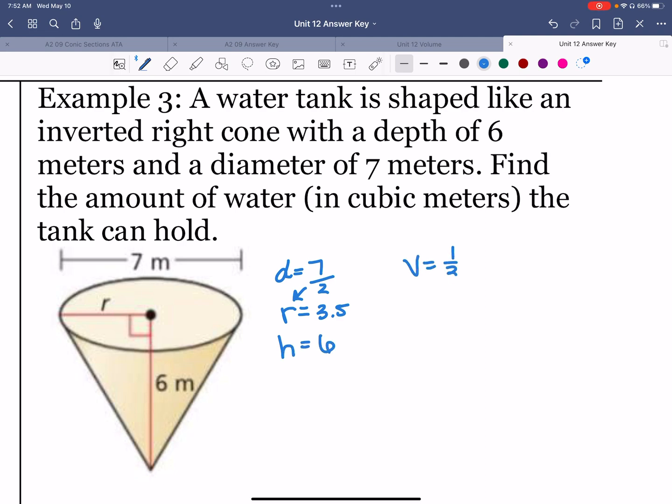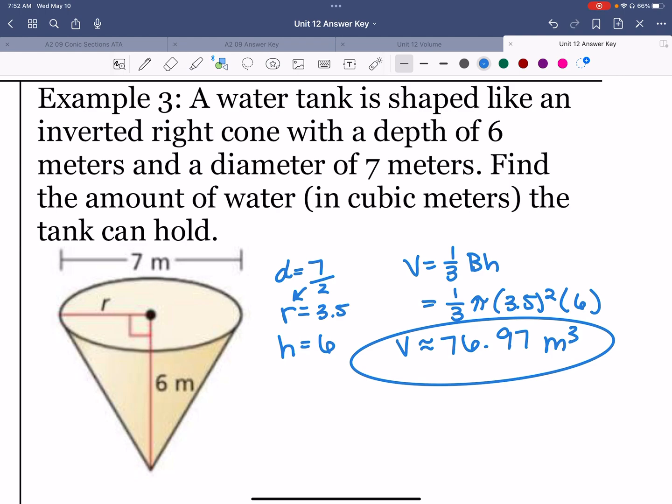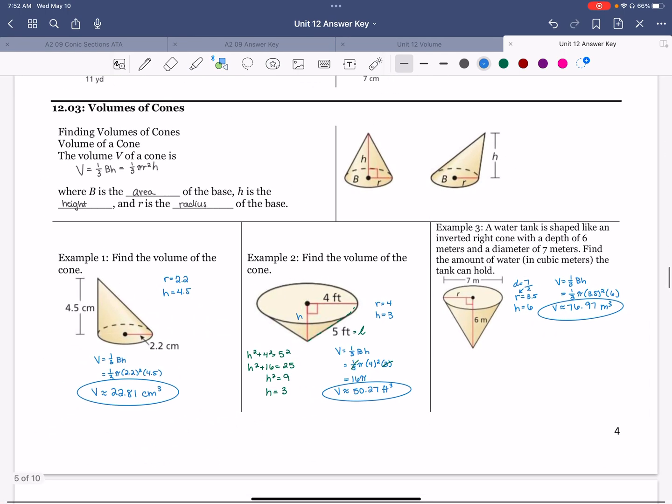So I got volume equals 1/3 base area times height, 1/3 pi times 3.5 squared times 6. If I just type this into my calculator, I get about 76.97 meters cubed. And that will be my final answer. Okay, this is volume of cones.